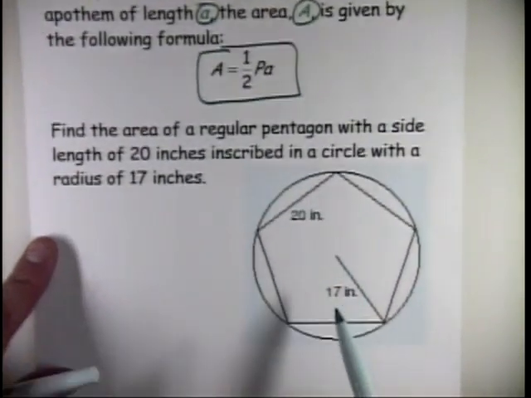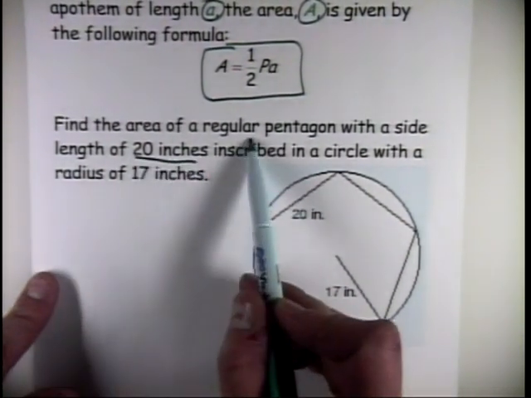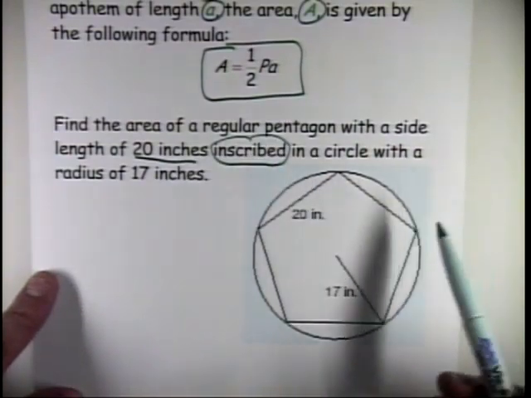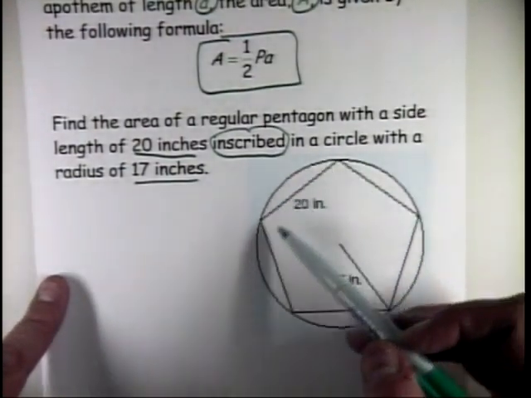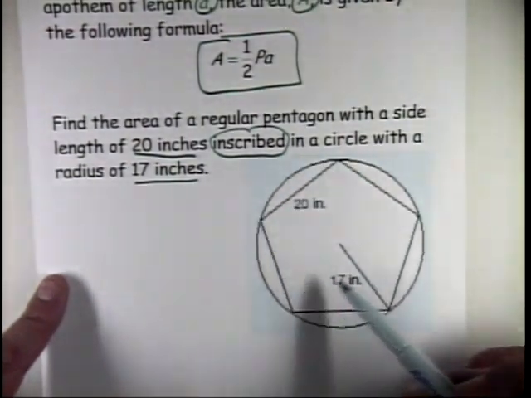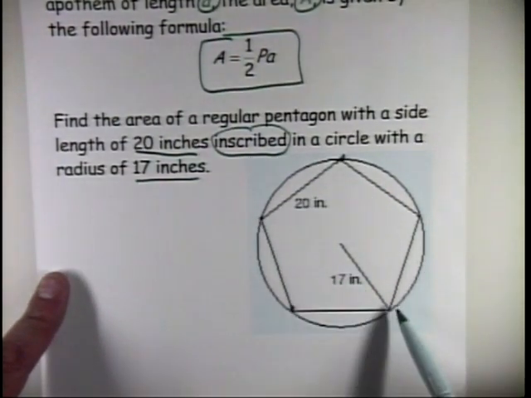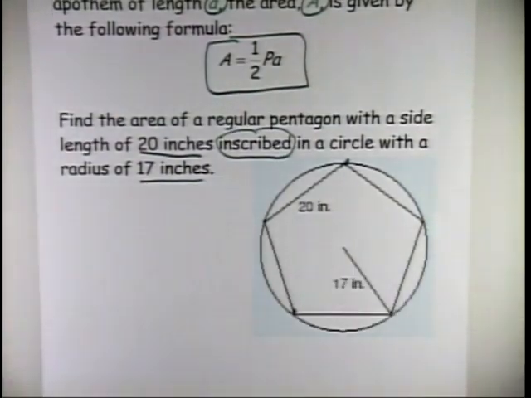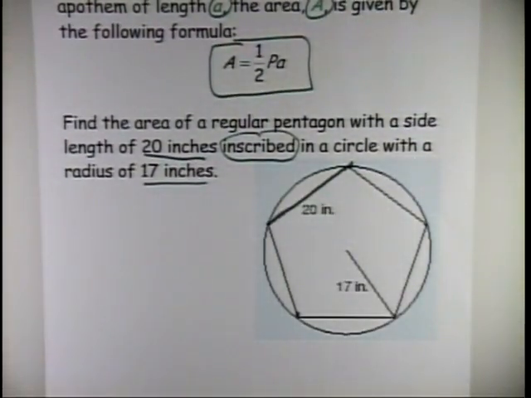Find the area of the regular pentagon now with the side length of 20 inches that is inscribed in a circle with a radius of 17. Wow, what does inscribed mean? That means we're starting with the circle, and then inside of that, we're going to put our regular pentagon. So you notice that the vertices of the pentagon touch the outside of the circle. And it's a regular pentagon, so this side length is 20.